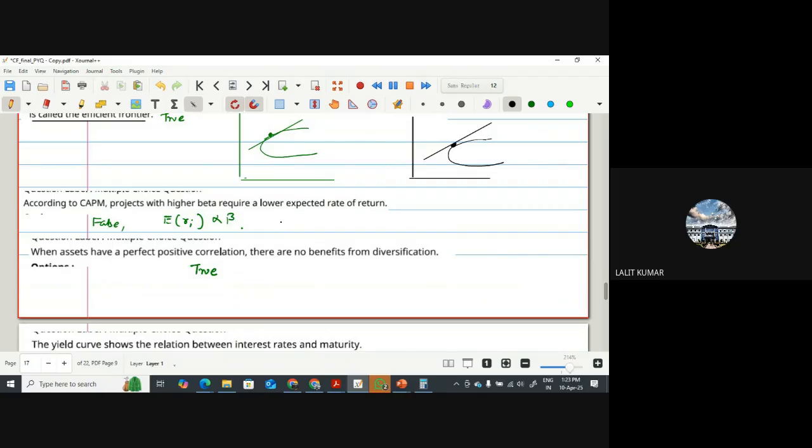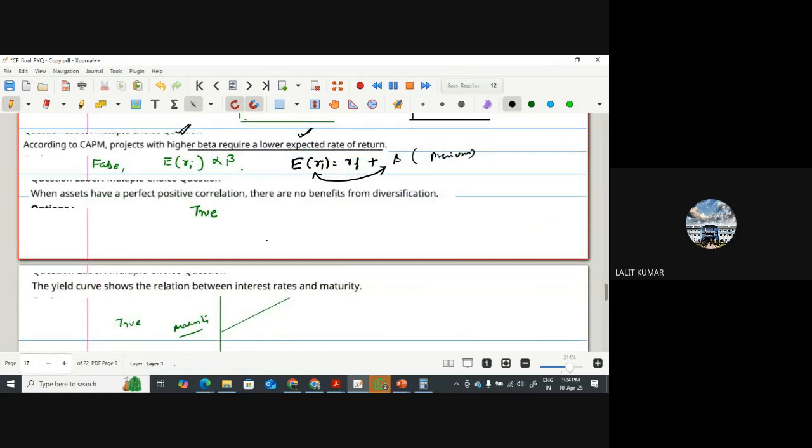Then according to the CAPM, projects with higher beta require a lower expected rate of return. This is false because ERI is equal to RF plus beta into this premium. So ERI is directly proportional to beta. So if we have a higher beta, it will give a higher expected rate of return.